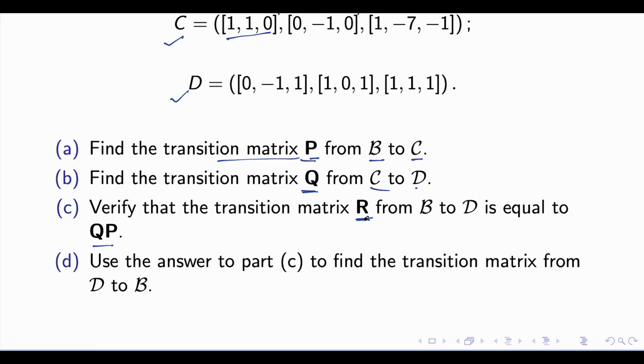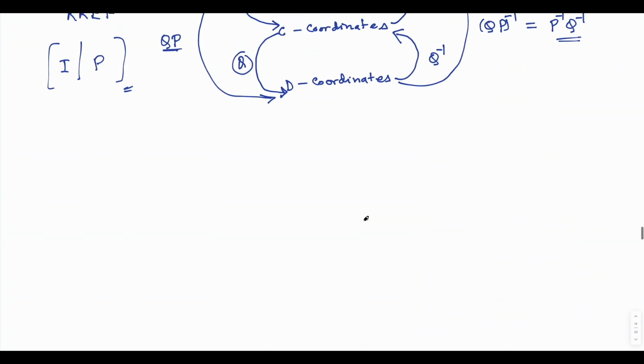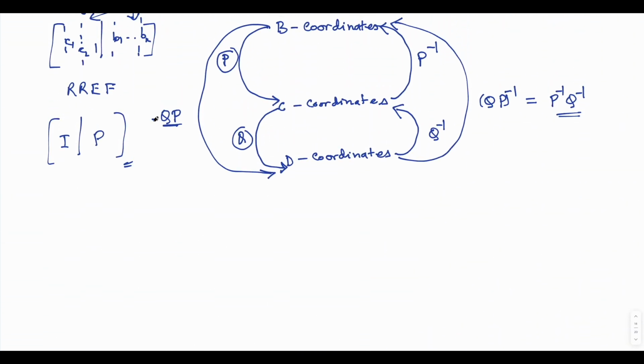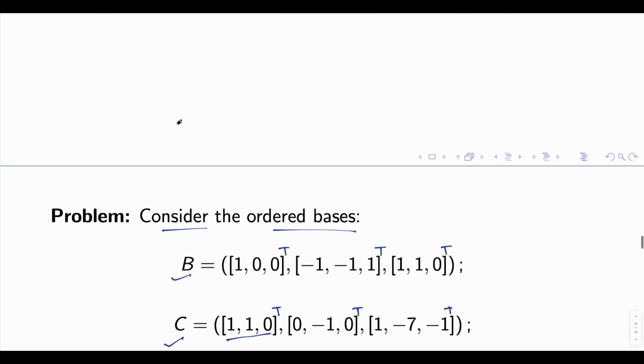So they're representing the transition matrix as R. So what exactly will R look like? R is nothing but this, R equal to QP. So they are saying that R is a transition matrix from B to D. Then verify this statement. R is nothing but the product QP. So we will verify that in this problem.